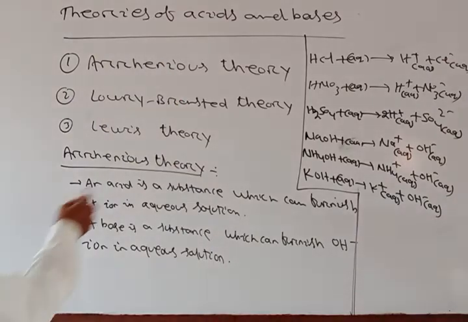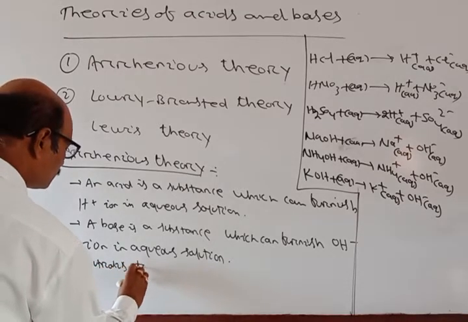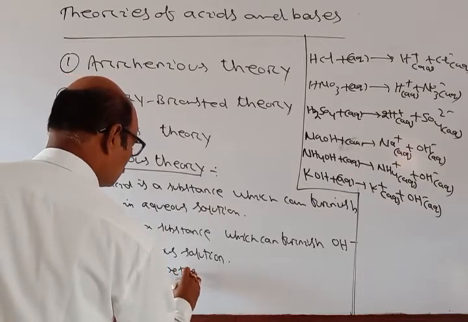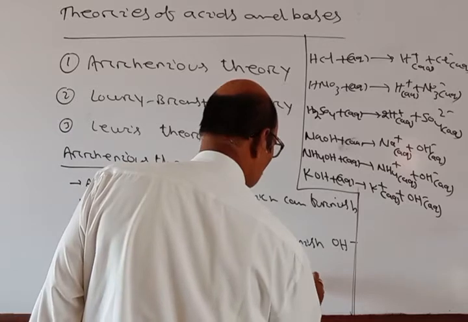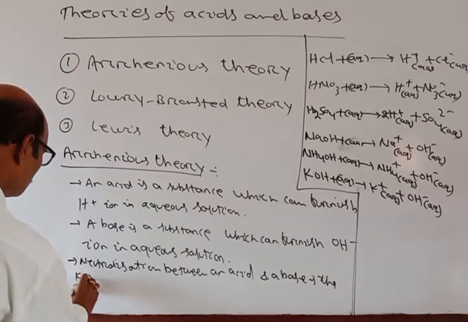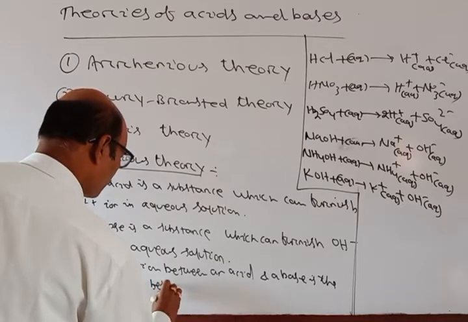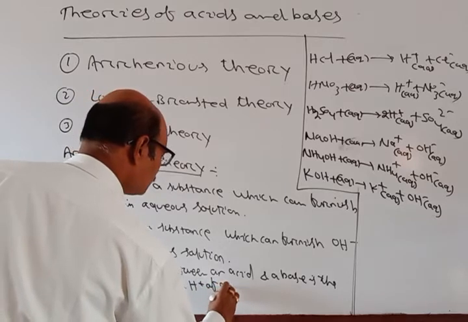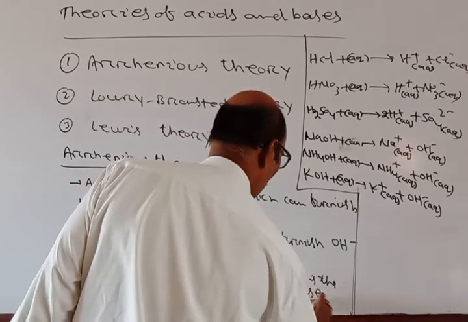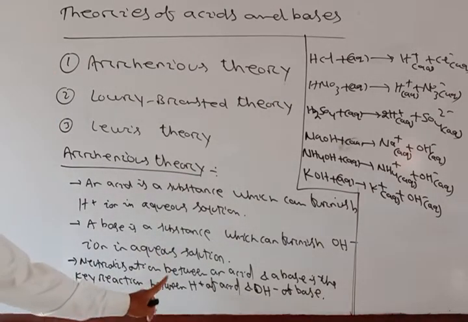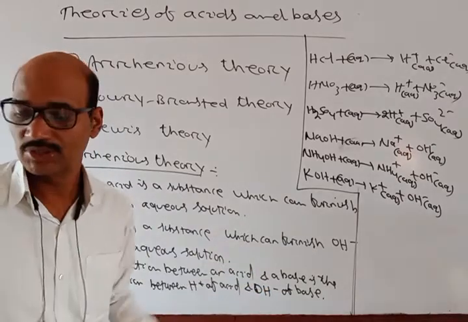Also, according to this Arrhenius theory, the neutralization between an acid and a base is the key reaction between H plus of the acid and OH minus of the base.